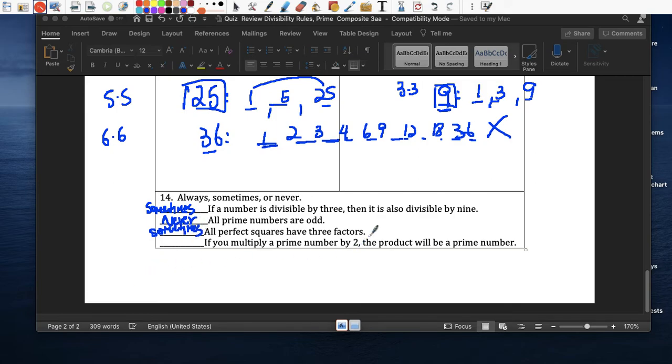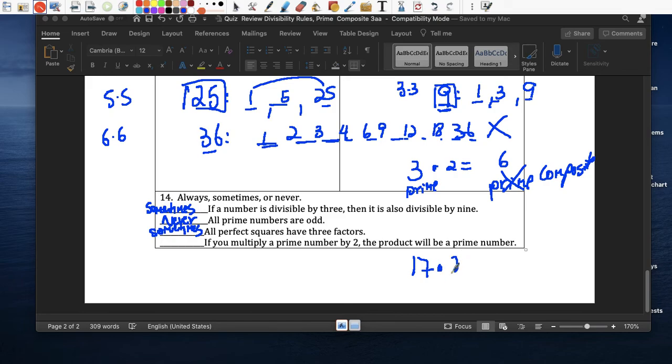If you multiply a prime number by 2, the product will be a prime number. So let's pick a prime number, 3. This is prime, right? 3 is a prime. If we multiply it by 2, do we get another prime number? What's 3 times 2? 6. Is 6 prime? No, it's not, because 6 is composite. So that statement is not true. Let's pick another prime number just to see if it's always true. Let's pick a big prime number. 17 is a big prime number.